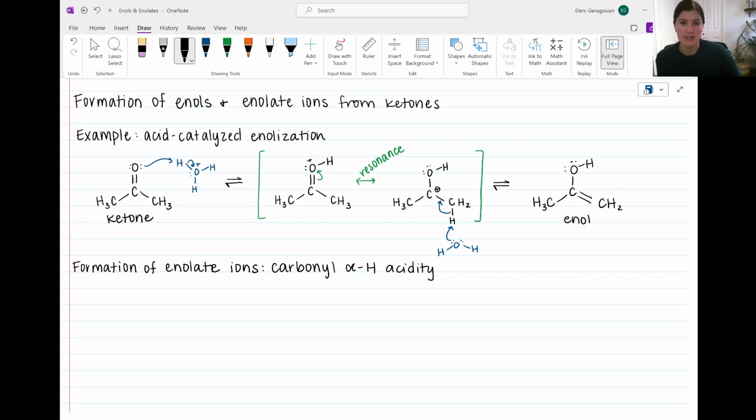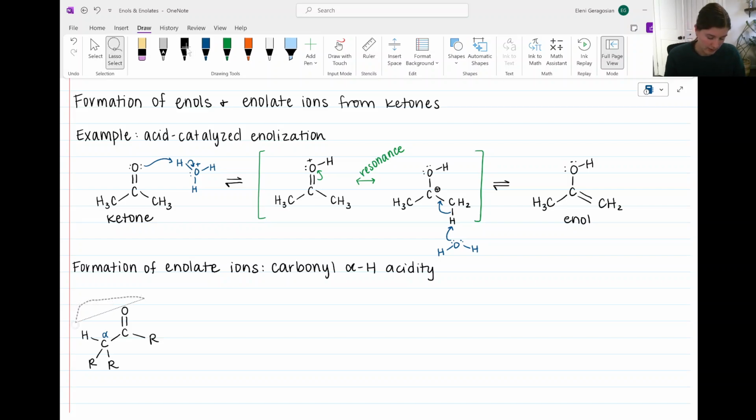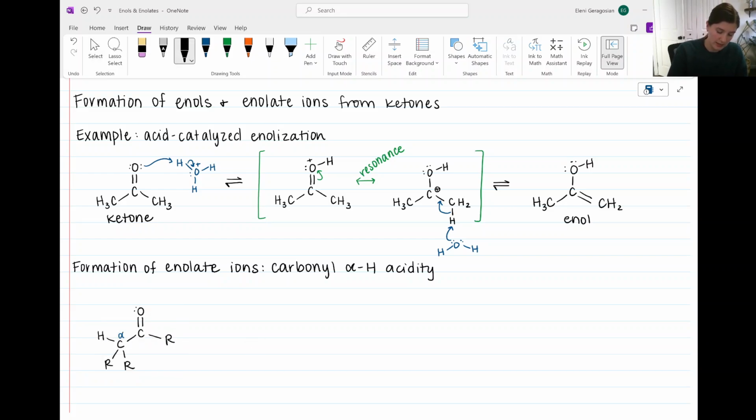Okay, so we'll focus on the carbonyl alpha hydrogen acidity. So if we have a ketone, remember the carbon bonded to the carbonyl carbon is the alpha carbon. So here's our alpha carbon. A hydrogen bonded to that alpha carbon has some level of acidity. So it's not very acidic, but it is more acidic than typical hydrogens bonded to carbons.